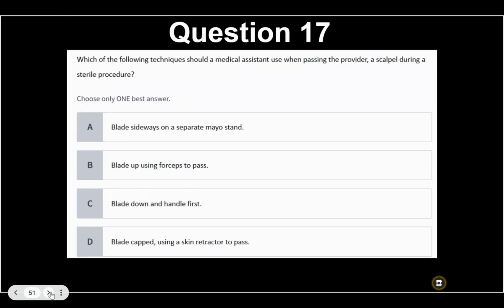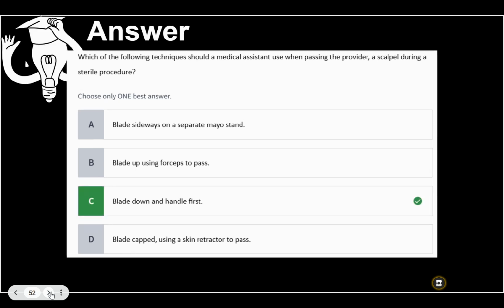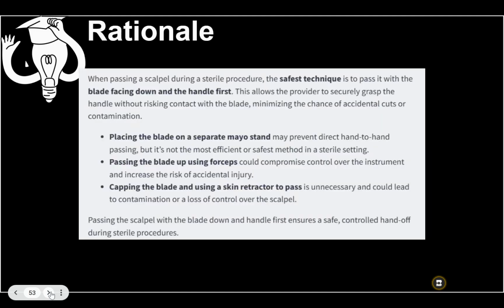Question number 17. Which of the following techniques should a medical assistant use when passing the provider a scalpel during a sterile procedure? Would it be A, make sure that the blade is sideways on a separate Mayo stand? B, blade should be up using forceps to pass? C, blade down, handle first? Or D, blade capped using a skin retractor to pass? Now, if you said C, blade down and handle first, you are correct.